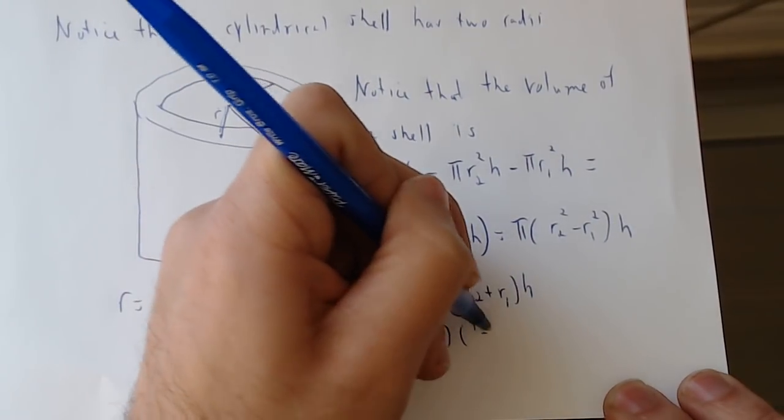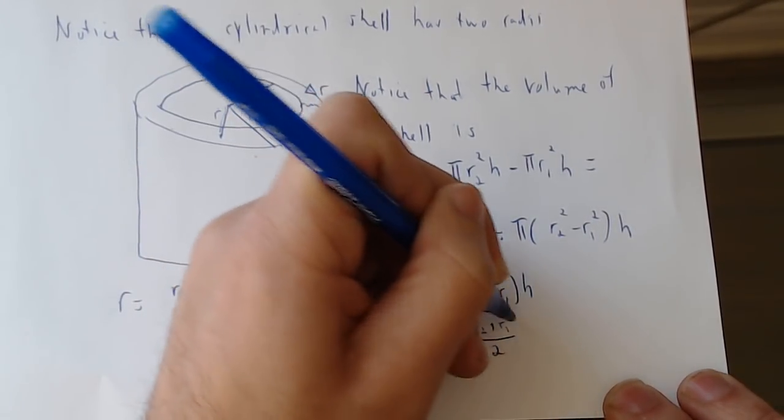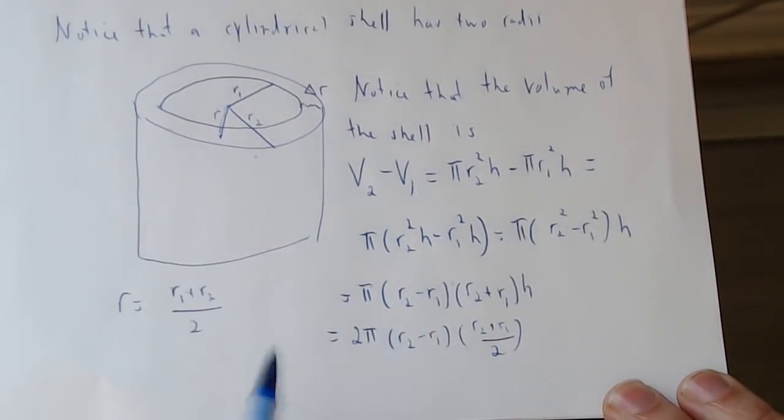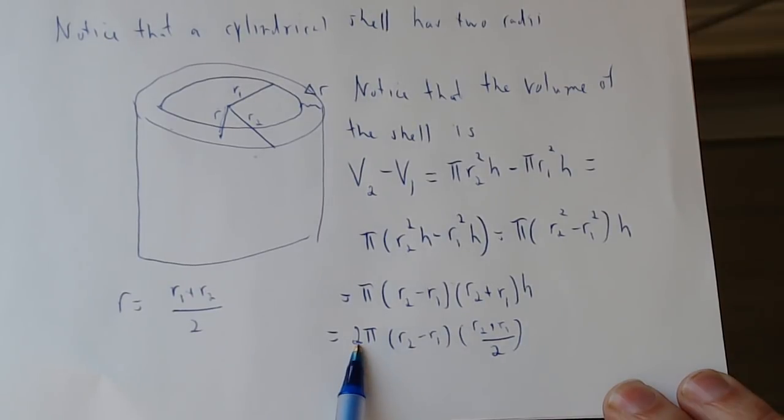I could say r sub 2 plus r sub 1 over 2. So I'm dividing this by 2. Now, if I'm dividing by 2, I'll add an extra 2 in here. So this 2 and that 2 counteract each other. So this is, in fact, the same thing as that. Now, why do I care about this? Because now I could change this to r. So I have a single radius.